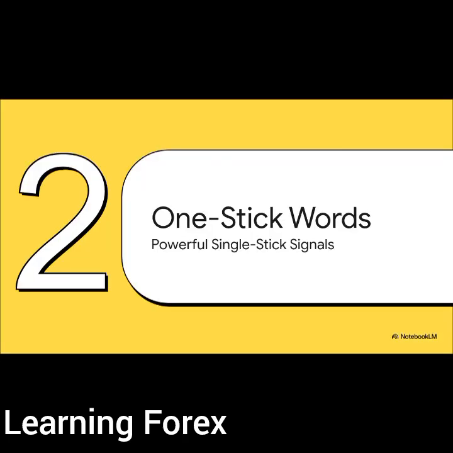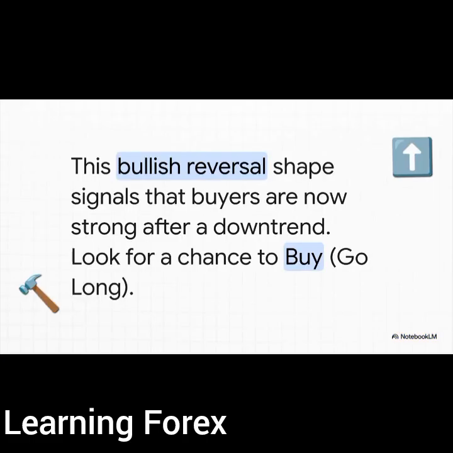All right, so now that we know the alphabet, we can start forming simple words. You see, some single candlesticks tell such a complete story all by themselves that they can signal a major plot twist in the market. We're talking a potential reversal of the entire trend. Our first word is the hammer.